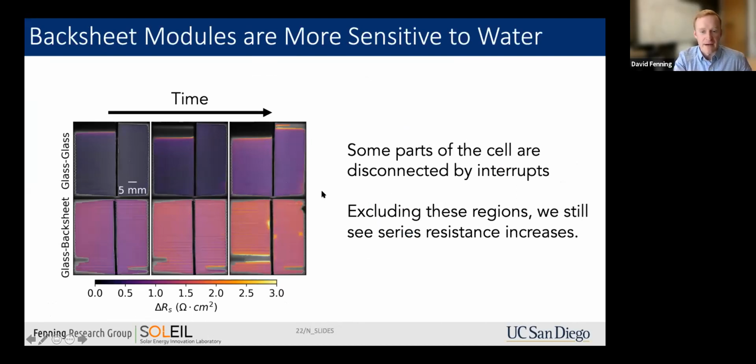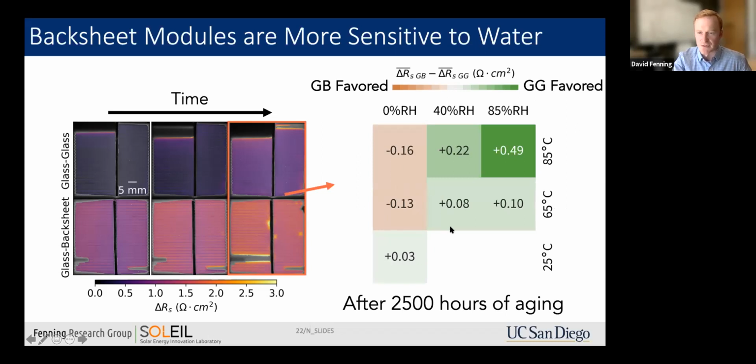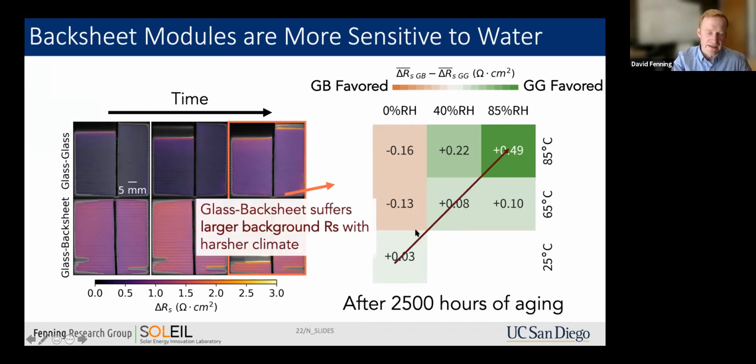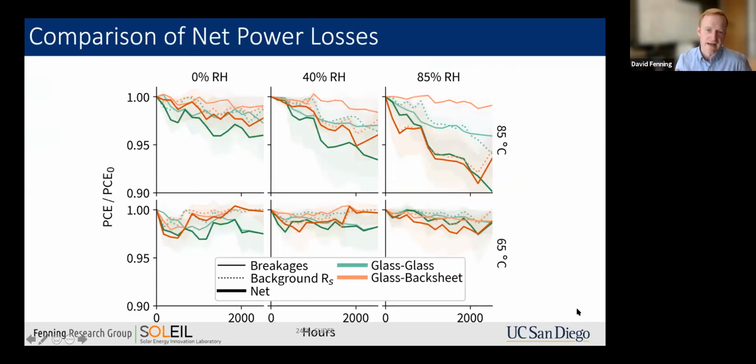Turning over to the background series resistance, which affects the rest of the cell, excluding the interrupt regions, we still see series resistance increases. And here, glass-glass modules are favored. So looking at the mean change in the series resistance over the longitudinal study, we saw that glass backsheet modules had higher series resistances on average at the end, higher background series resistances than glass-glass. And this was really, maybe not tremendously surprising in a way. We know that one of the ideas behind glass-glass is that we're protecting the cell more extensively from moisture ingress. But here, we are able to separate these mechanisms of power loss, and in order to identify particular environments where one or the other architecture may be more favorable for operation.